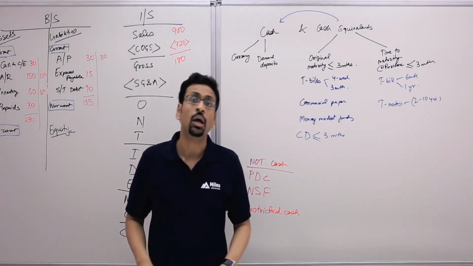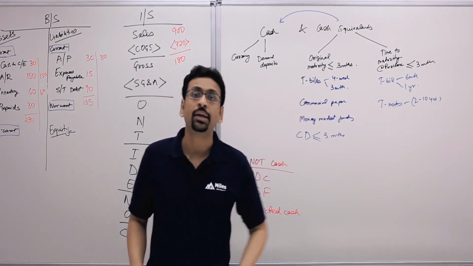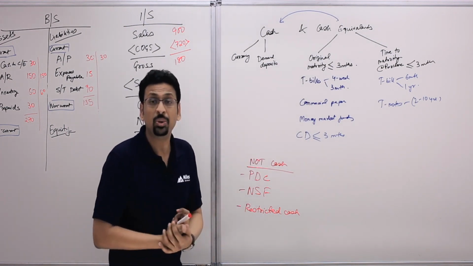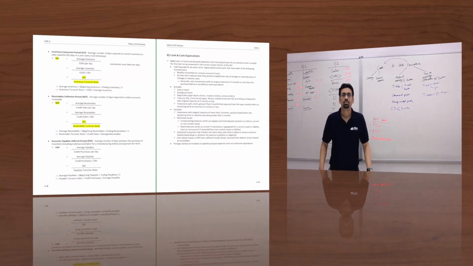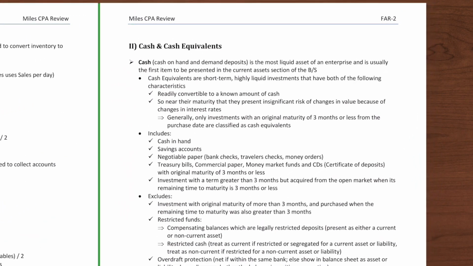Let's get on the book, look at cash and cash equivalents, and then we'll come back and look at the bank reconciliation statement. How do you reconcile the difference between cash in hand and cash at bank? On page 5, we're looking at cash and cash equivalents.